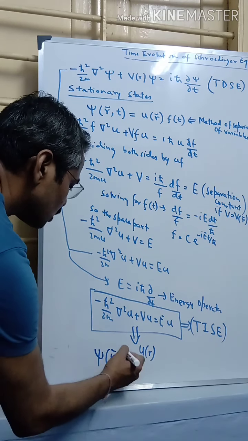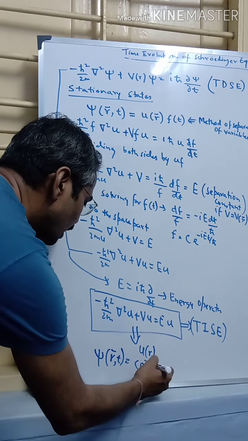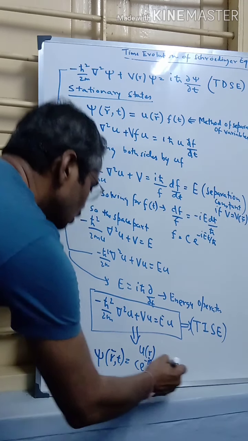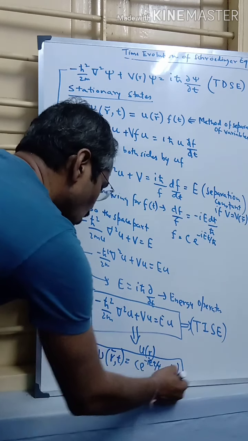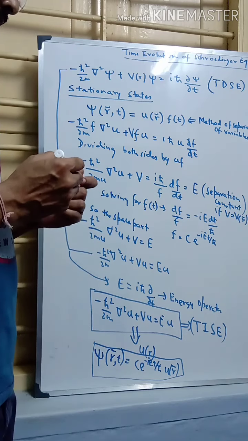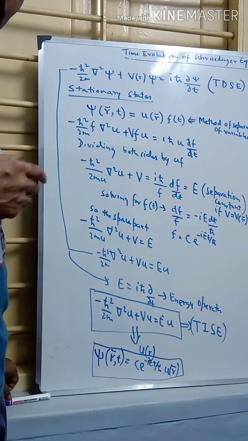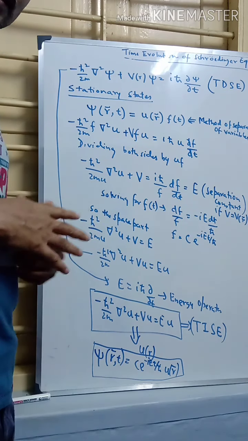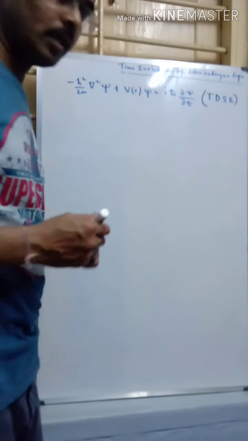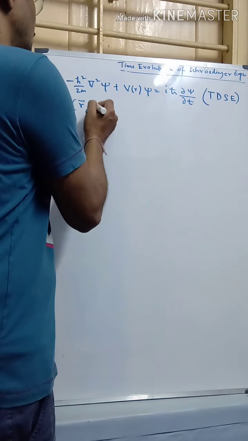Then we can get psi(r,t) to be equal to C e to the power minus iEt by h cross into u(r). So this is the total solution of the wave equation. And one can always write, if one considers the principle of superposition, one can write it as a linear combination of different states.